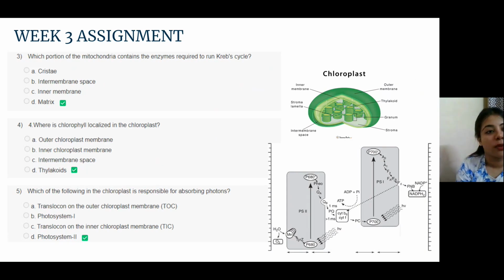Now we come to the next question, which had asked about which portion. This is a fairly direct question which has been discussed in the lectures as well. We will do a recap of the same also in a while. So here the question was referring to which portion of the mitochondria contains the enzymes that are required to run Krebs cycle.